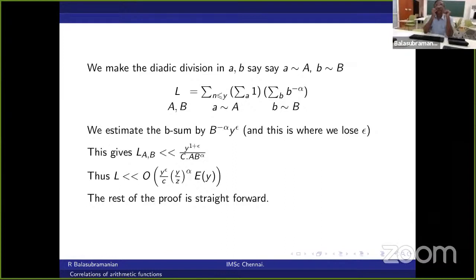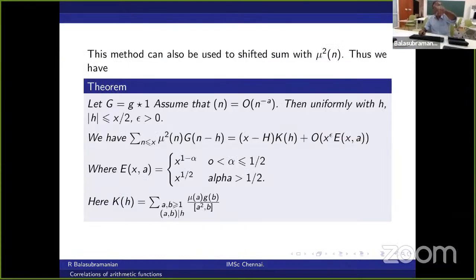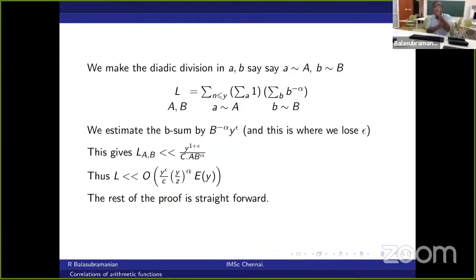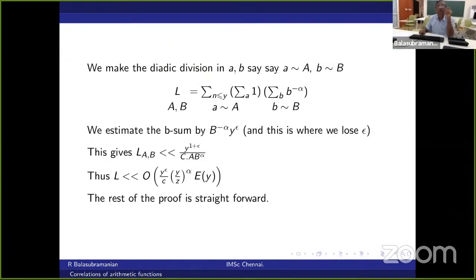Now we make the dyadic division with a in A, b in B, and then we look at the summation L, and we take that dyadic part L of A comma B. When you take the dyadic part L of A comma B, then you are summing over n not exceeding y, a square dividing n with a around A, and b dividing n minus h with b around B, and which has an extra condition that a square b is bigger than or equal to z. But the condition that a square b bigger than or equal to z would of course translate onto the capital A and capital B, and therefore you will get capital A square times capital B bigger than or equal to z, and therefore that won't play a role at all.